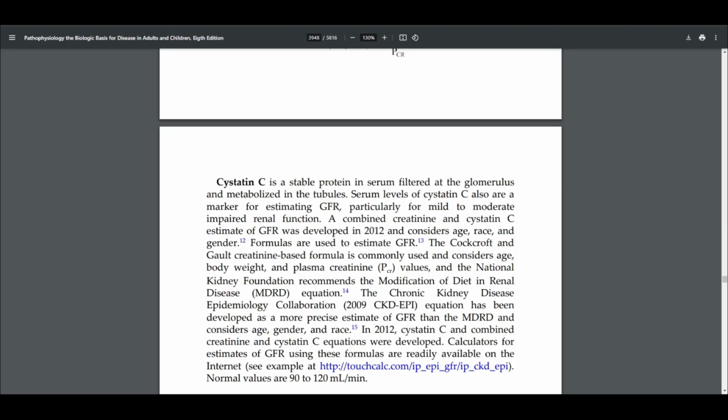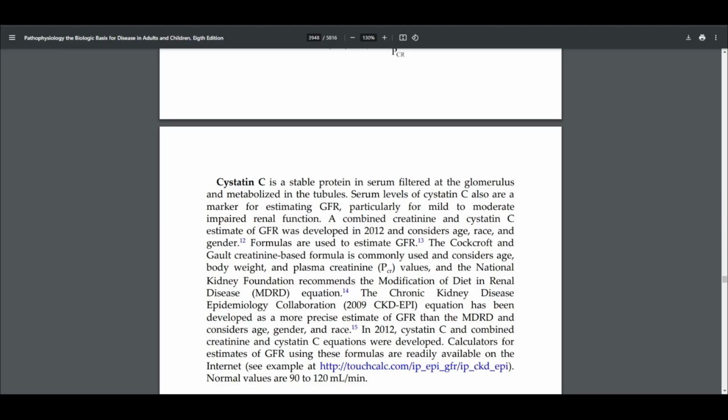Cystatin C is a clear protein in serum filtered at the glomerulus and metabolized in the tubules. Serum levels of cystatin C also are a marker for estimating GFR, particularly for mild to moderate impaired renal function. A combined creatinine and cystatin C estimate of GFR was developed in 2012 and considers age, race, and gender. Formulas are used to estimate GFR.